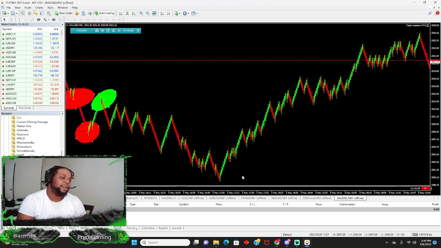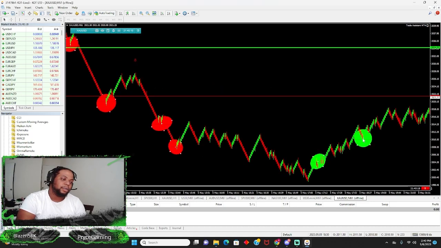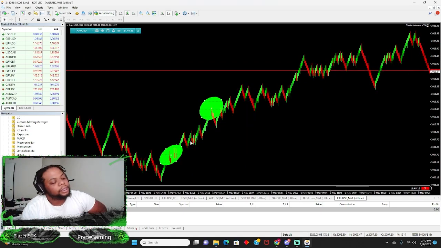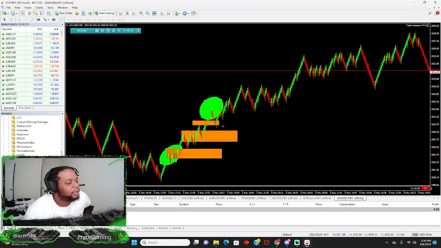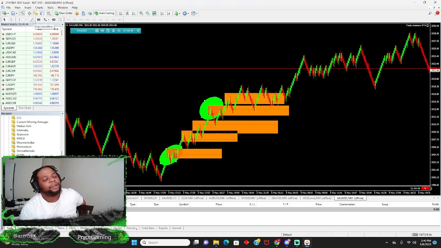When you come to your uptrend, swing highs. Anything higher than your previous swing high. So that's your swing highs there. Swing highs there. Swing highs there. Swing highs there. Swing highs there. Feel me? Anything higher than your previous highs are your swing highs.